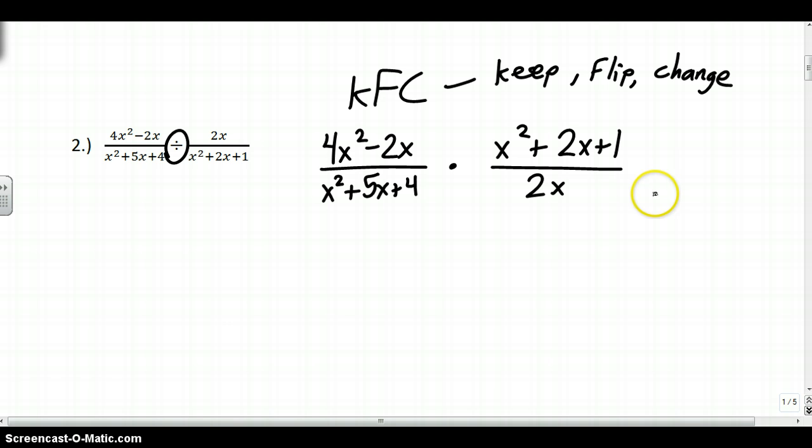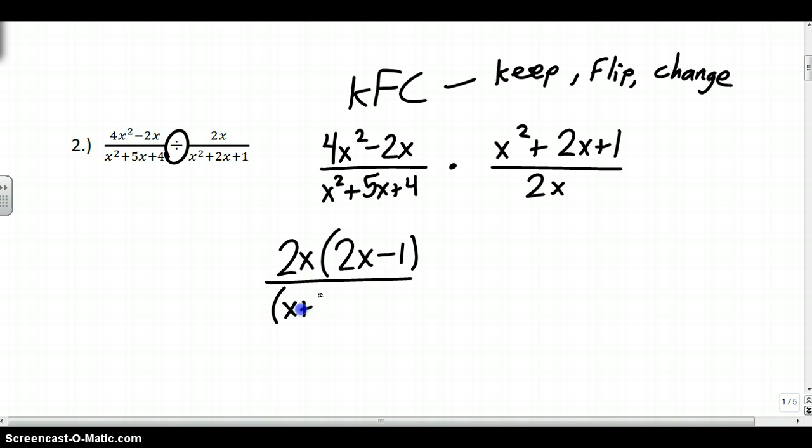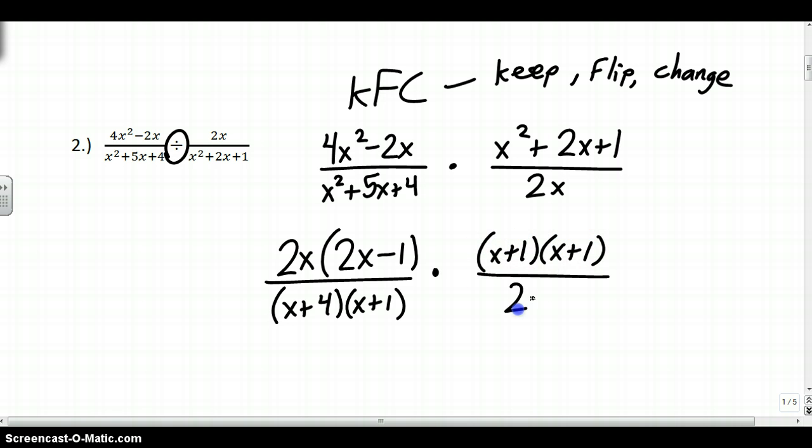Now we just need to factor and then figure out what cancels. So what comes out of 4x squared and a negative 2x? That's 2x. And you're left with 2x minus 1 over what multiplies to 4 and adds to 5? Well, that's x plus 4 and x plus 1 times what multiplies to 1 and adds to 2? That's x plus 1 times x plus 1 over a 2x.